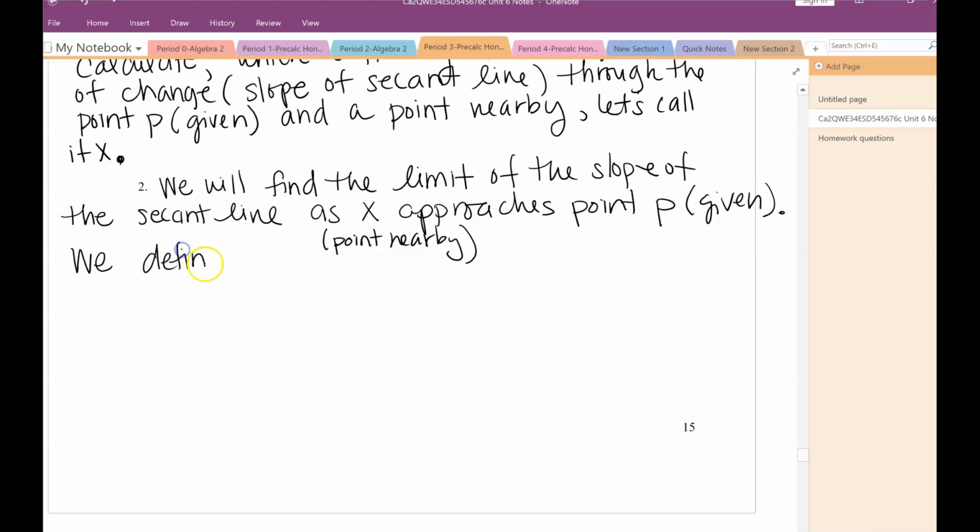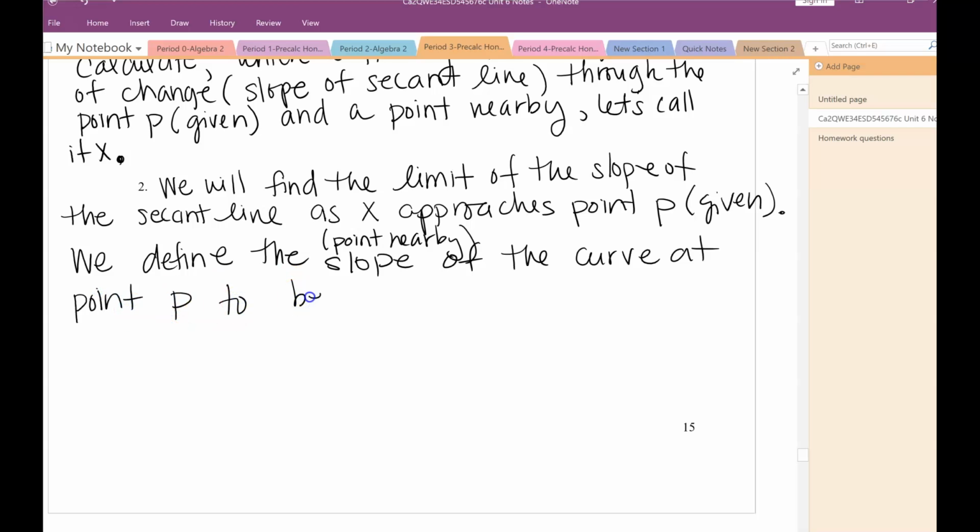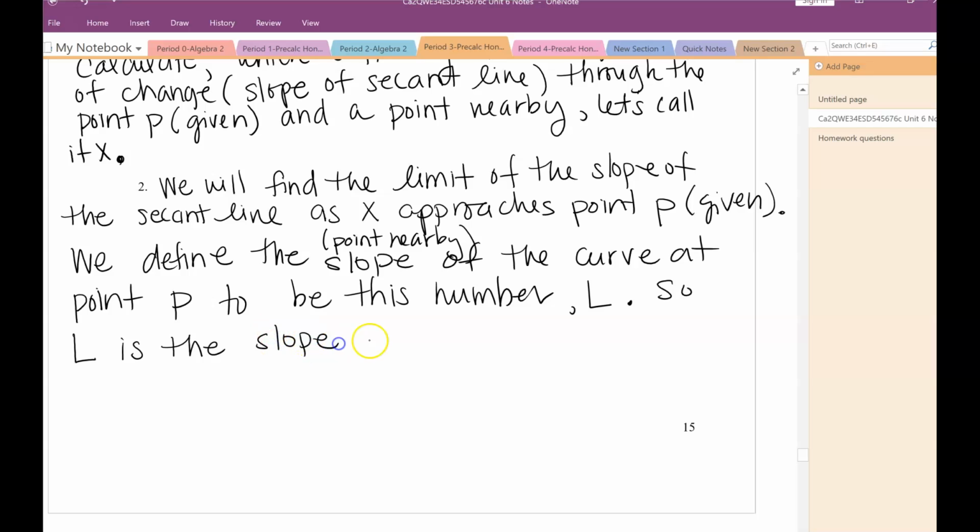We defined the slope of the curve at point P to be this number. Let's call it L. Okay. Whatever the answer is, we call it L. So L is the slope of the tangent line at point P.